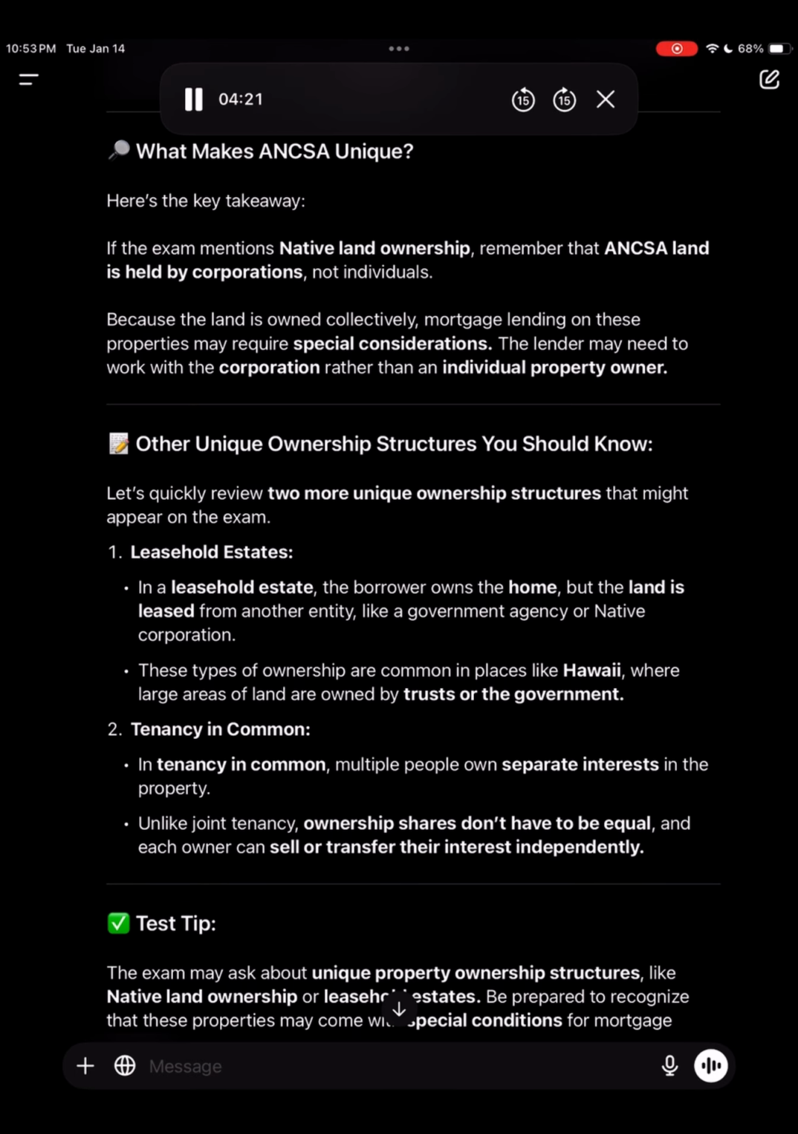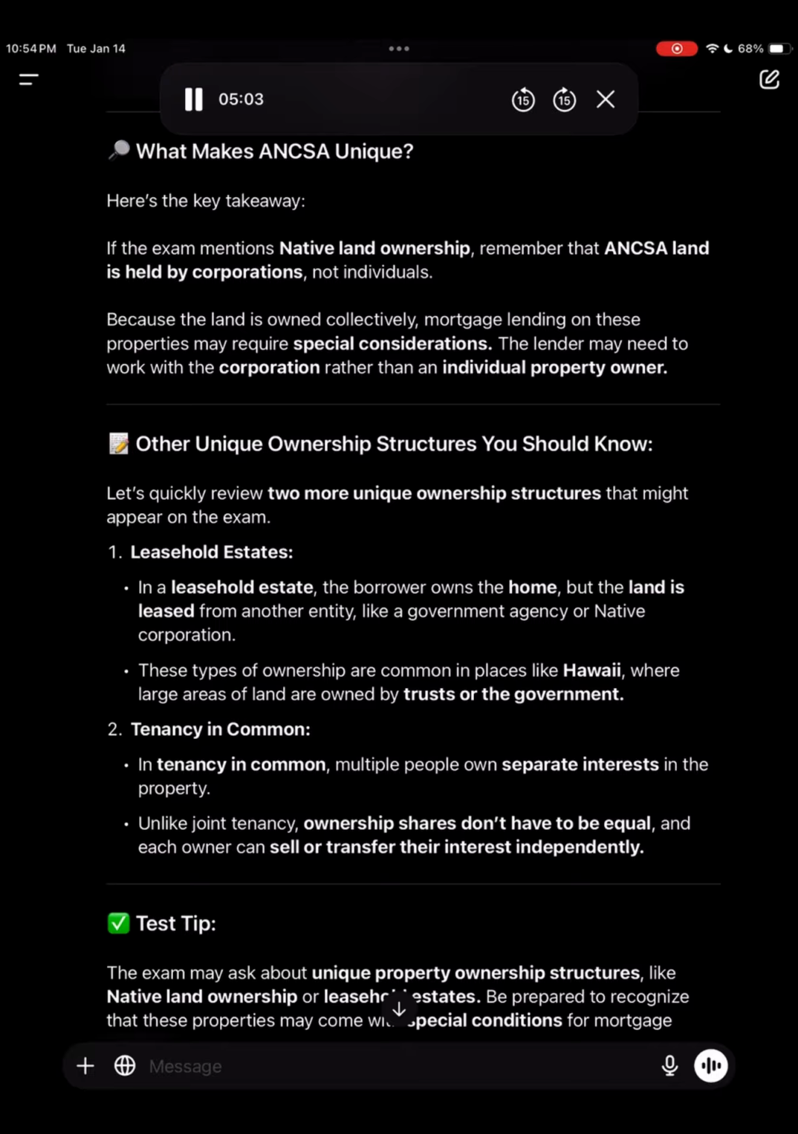Other unique ownership structures you should know. Let's quickly review 2 more unique ownership structures that might appear on the exam. 1. Leasehold estates. In a leasehold estate, the borrower owns the home, but the land is leased from another entity, like a government agency or native corporation. These types of ownership are common in places like Hawaii, where large areas of land are owned by trusts or the government. 2. Tenancy in common.